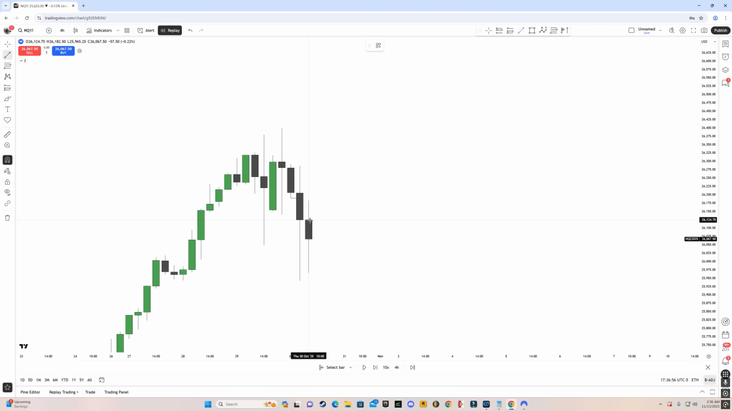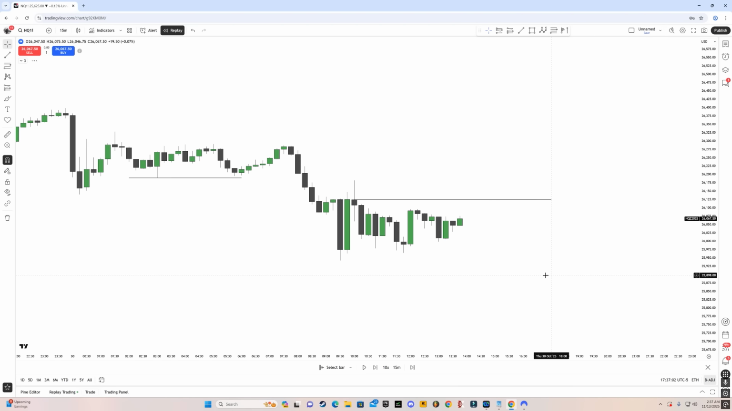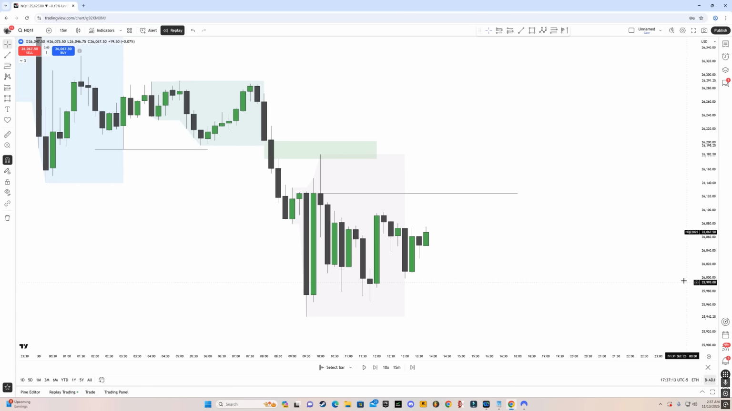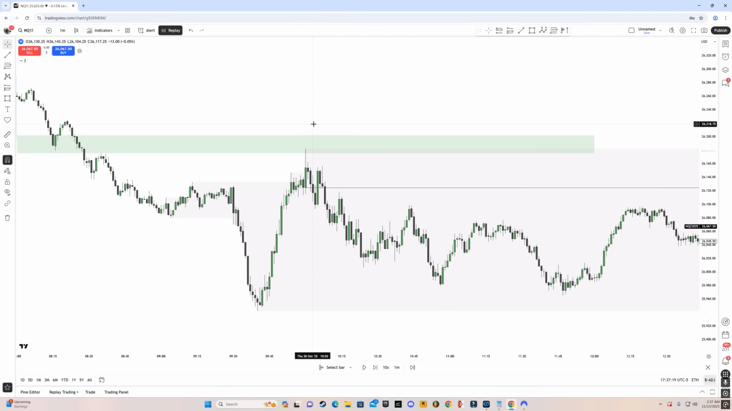So what we want to do is mark out the opening price. And let's just check if we had any fair value gaps to the upside of the opening price. So this is the open. And if you look closely, what we have is a 15-minute fair value gap. All right. Now let's drop down to the 1-minute time frame and confirm our manipulation.